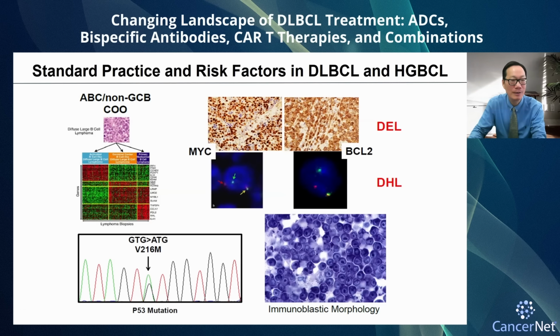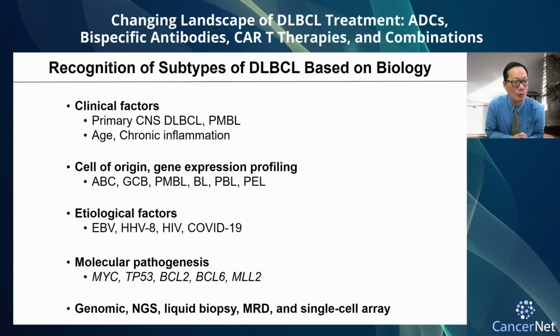precision classification. So I emphasize 5 major points. When you're making a diagnosis of DLBCL, we need to combine clinical features, cell origin, etiology, whether virus infection is involved or not, and the molecular abnormalities, particularly MYC, BCL2, BCL6. And in the future, I think single-cell sequencing and genomics will become part of standard practice.